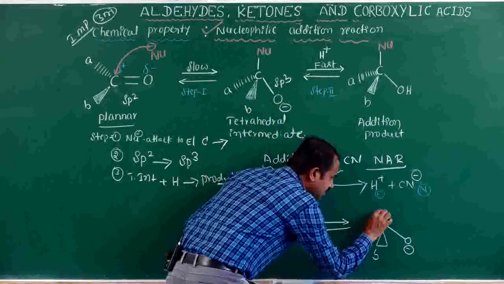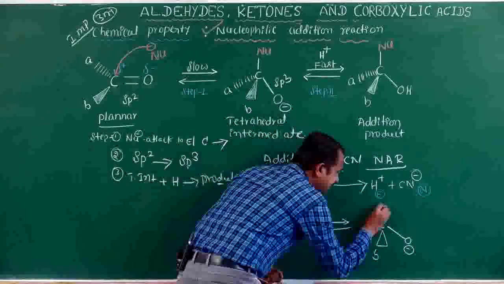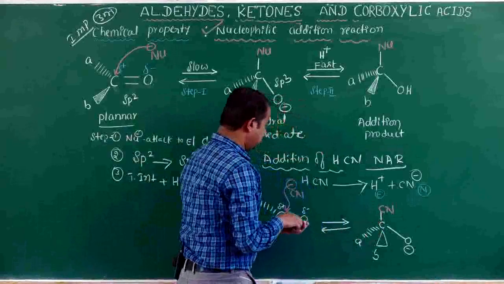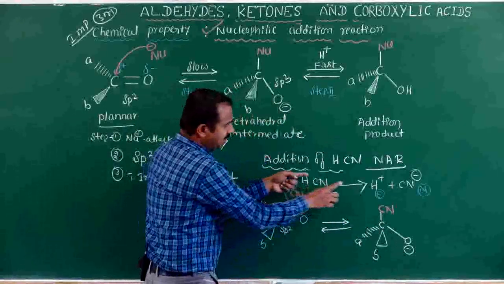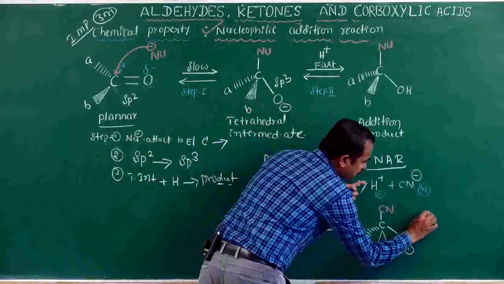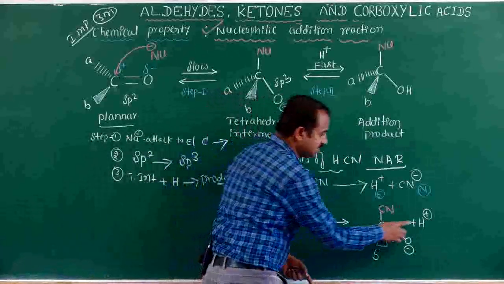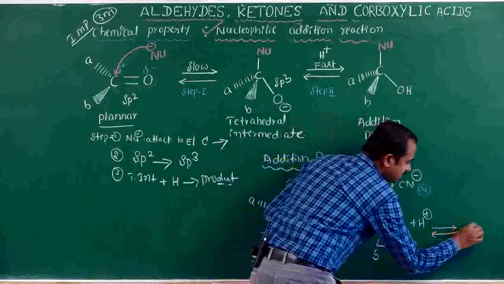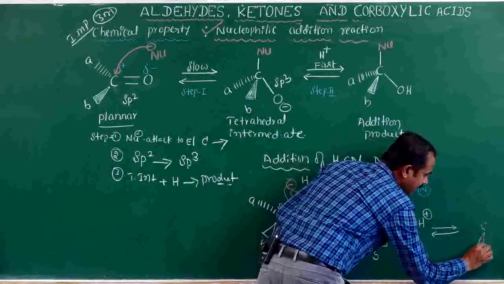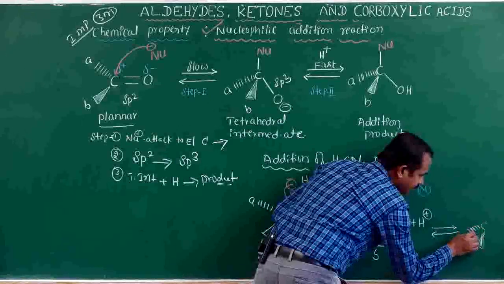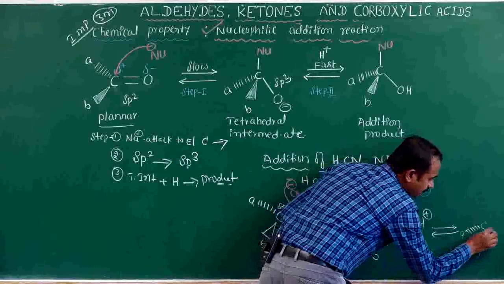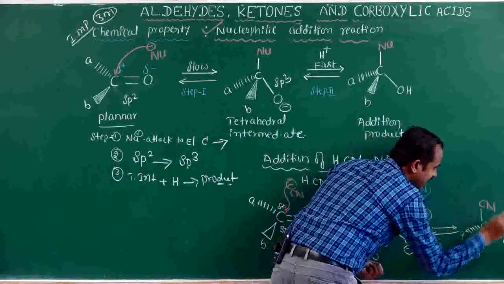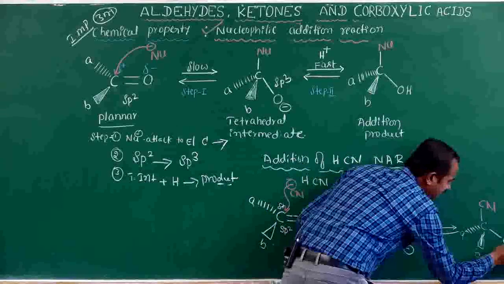When the nucleophile adds, that is called the intermediate. Whatever remaining H plus is there is attached to the O minus, and the product is formed. Here the nucleophile is CN. This is the addition of hydrogen cyanide.